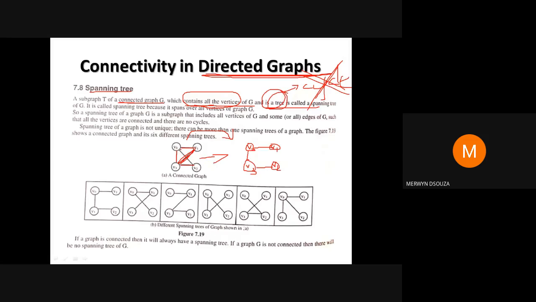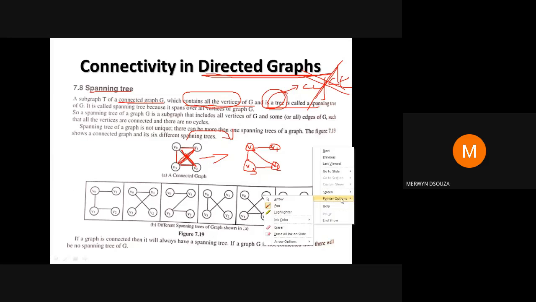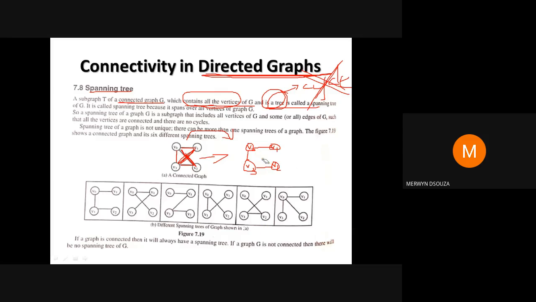Then I try this edge. If I put it here, again it forms a cycle. So I won't include that. And that's it. I've tried all the edges from the original graph. So the only edges that I can keep without forming a cycle are these ones, which I have already kept. So this is an example of a spanning tree. I've got a spanning tree from this.